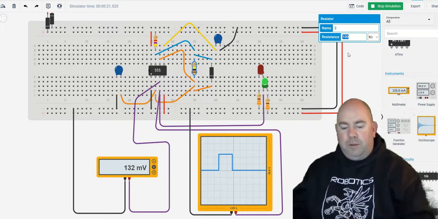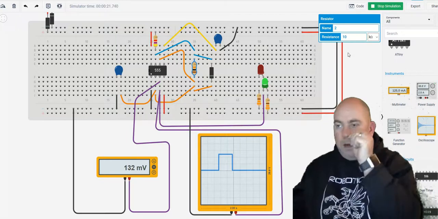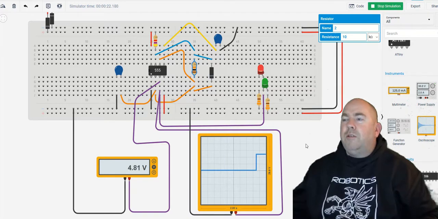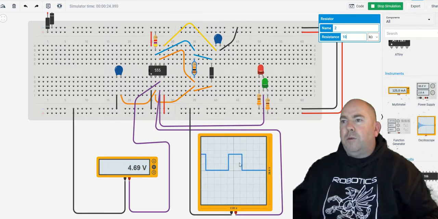Now if you change that to a much lower number, put it down to 10, that's like a 2-to-1 ratio. Now we should see about a 2-to-1 ratio of on versus off. We've crossed over into 2 volts, 2.1. Let's see what that looks like on the oscilloscope. So we have values of 4.7 and 10 right now. You can see we are off for about twice as long as we are on.